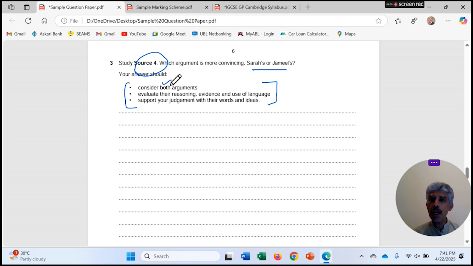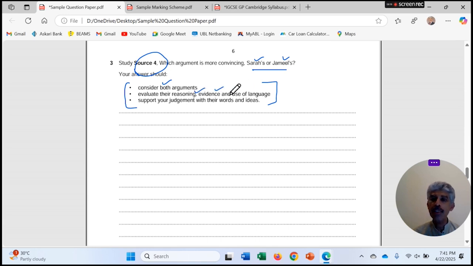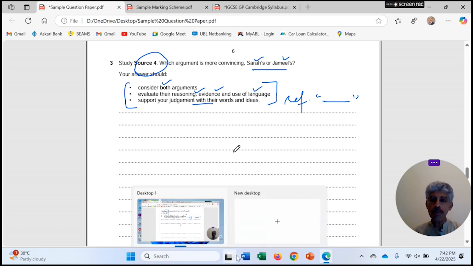We are supposed to consider both arguments, I mean explain both Sarah's argument and Jamil's argument, and evaluate the reasoning, evidence, and use of language. We will evaluate who has used good reasoning, who has given better evidence, and what the tone of the language was, and support your judgment with their own words and ideas. It means that we are supposed to refer to the sources in the form of quotations from the arguments of those people. So this was question number 3.